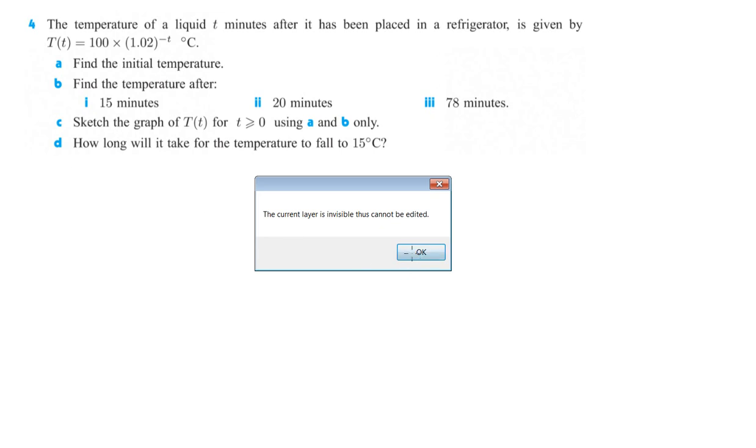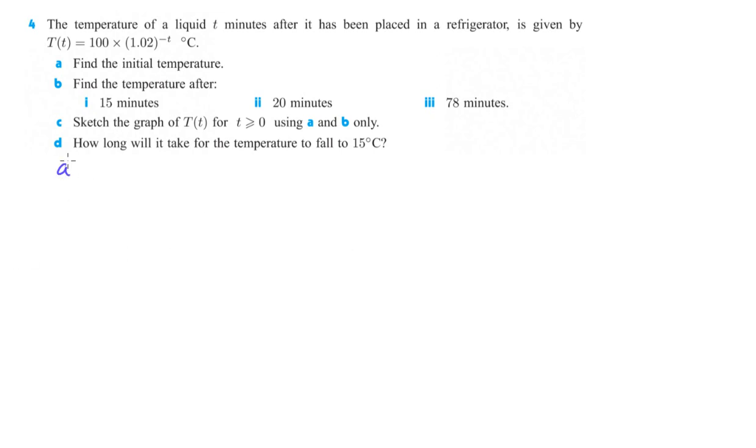So for part A, we have time, I've got to do capital T, the temperature at 0 is 100 times 1.02 to the negative 0 degrees, right? Anything to the 0 power, whether it's positive or negative, is just 1. So that means our initial temperature at time 0 is 100 degrees Celsius.